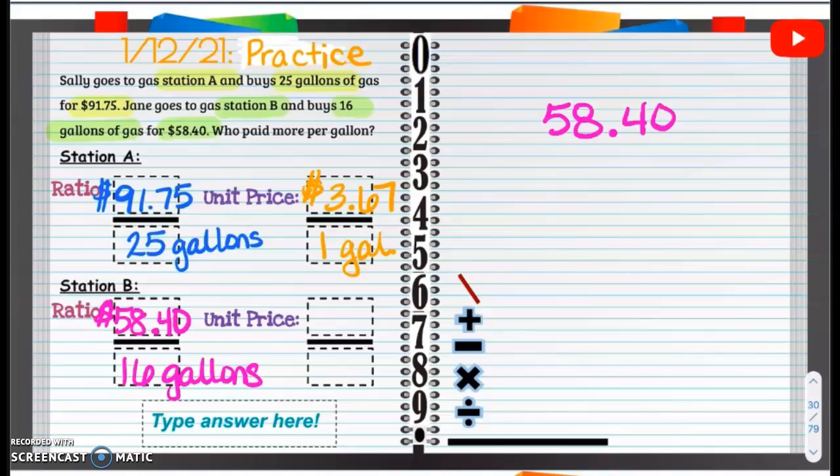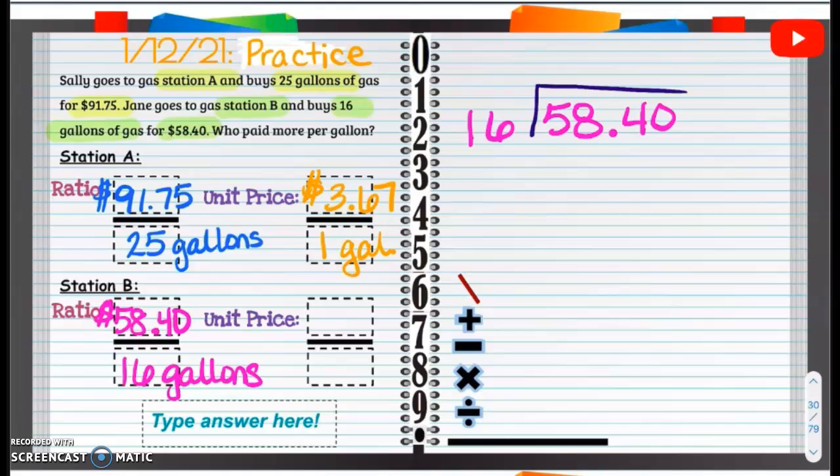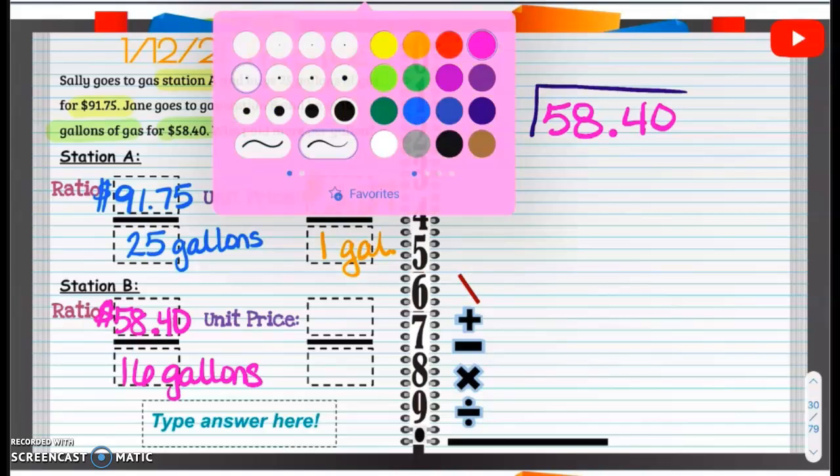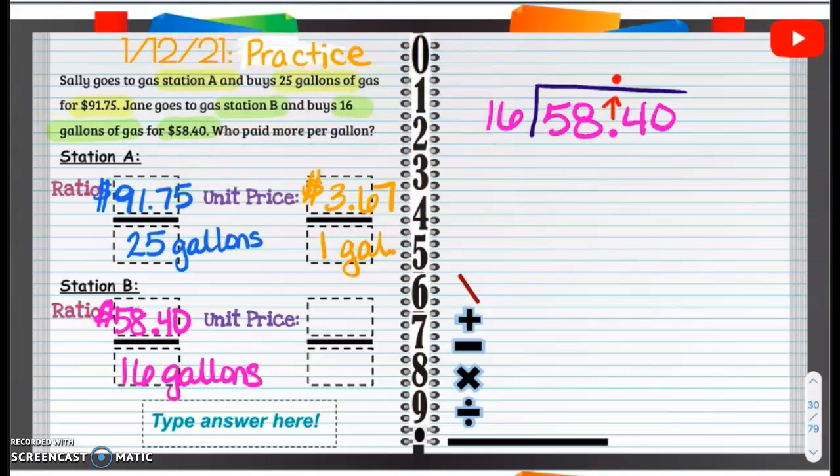$58.40 divided by 16. I don't like how I put that there either. Divided by 16, we are able to pop up that decimal. So now, how many times can 16 go into 58? Let's see. Let's try 3. 3 times 6 is going to be 18. 3 times 1 is 3 plus 1 is 4, so 48. So we'll have times 3, which is 48.